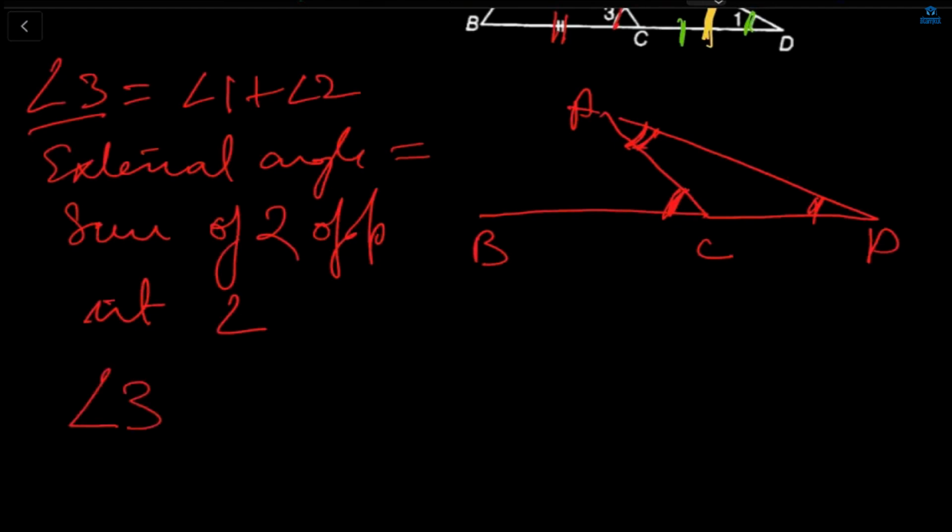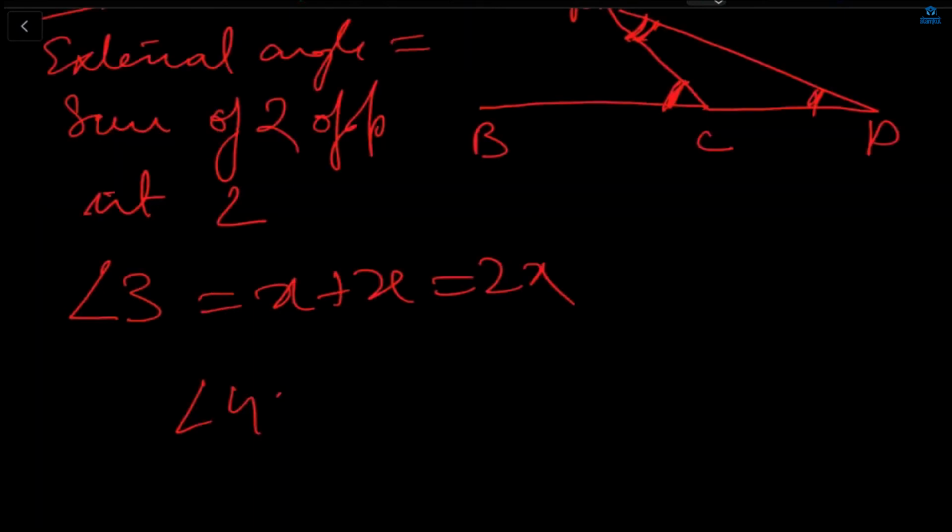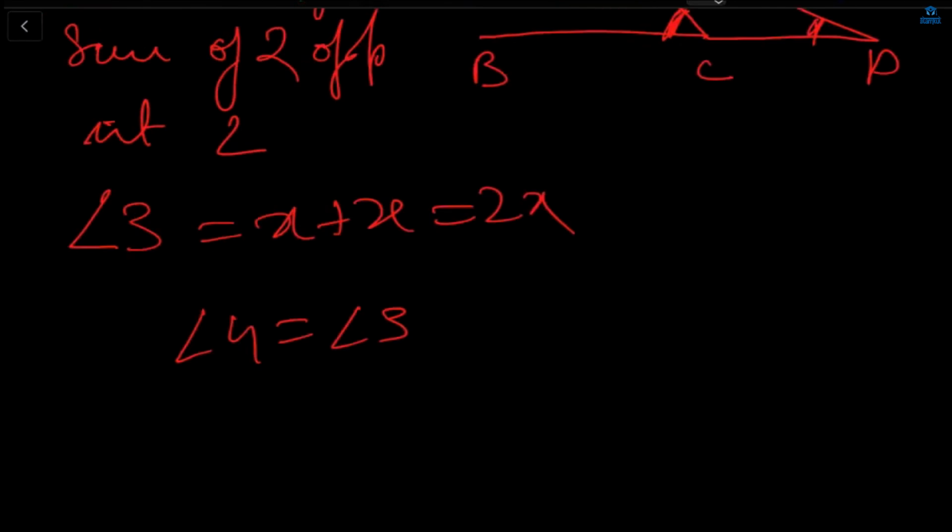So if you're assuming x, x plus x is equal to 2x. So we have got that angle 3 is equal to 2x, or 2a, you can write it that way. Now you see BA is equal to BC. If BA is equal to BC, then we know that angle 4 is equal to angle 3, which will be equal to 2x.